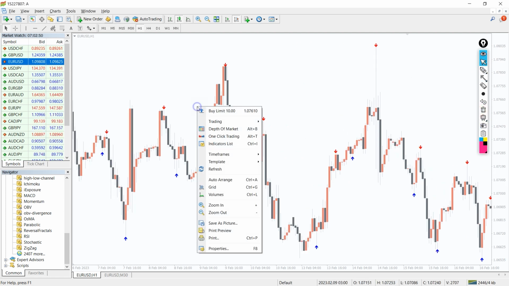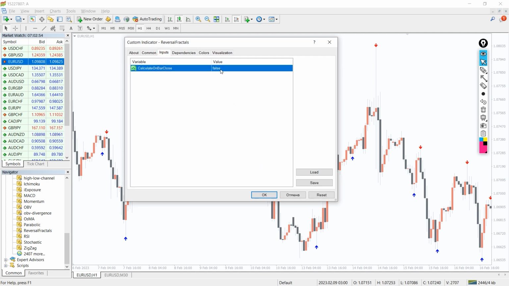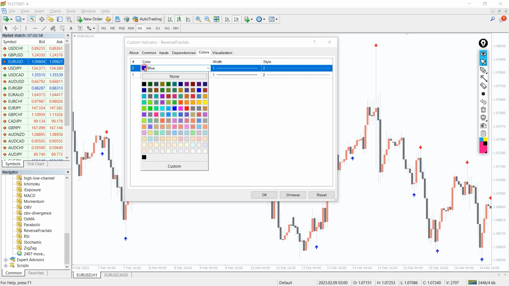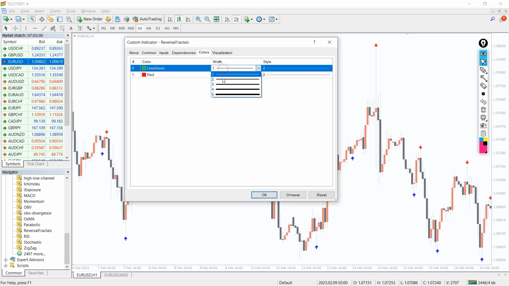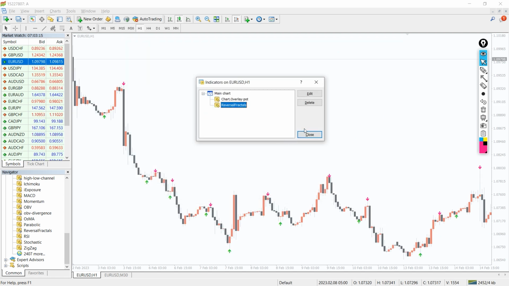That's it. In the indicator inputs we can change only one setting. When this option is set to true, the fractals await the completion of the last candlestick in the pattern before giving a signal. And in the colors tab we can change the colors and size of the indicator arrows.